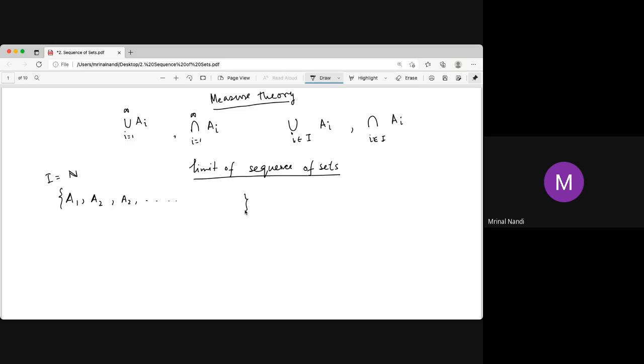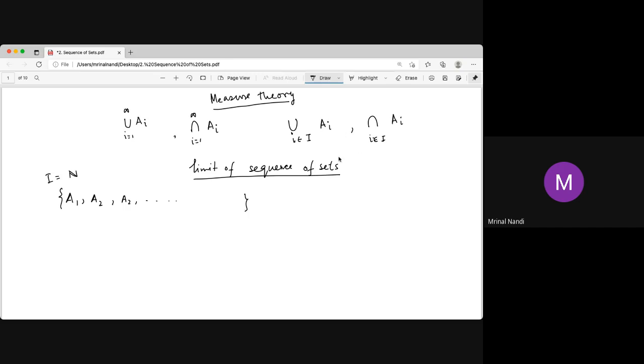What is the difference between a sequence and a set? In a sequence there is an ordering: A1 is the first element, A2 is the second element. But in a set containing A1, A2, A3, there is no such first, second or third. If I say it is a sequence, or an ordered triplet 1, 2, 3, that means 1 is the first element, 2 is the second element, and 3 is the third element.